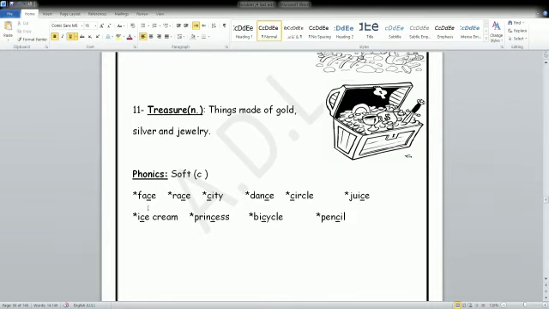Here we have face, we have the letter C, and it's followed by E, so it's s, face. And race, city, it's followed by I. Dance, circle, juice, ice cream, princess, bicycle. Here the C is followed by the letter Y, and pencil. Thank you very much.